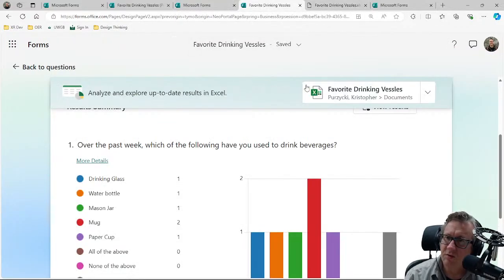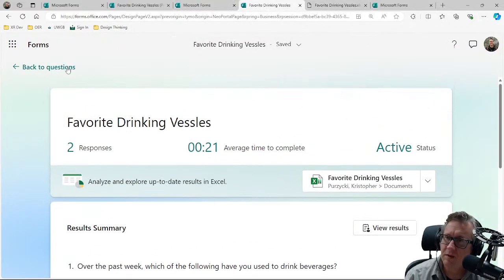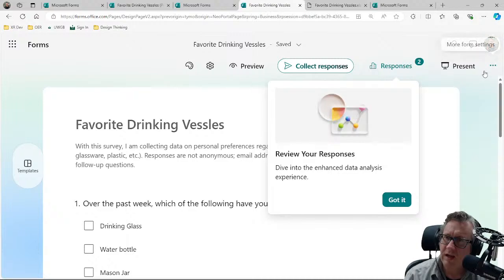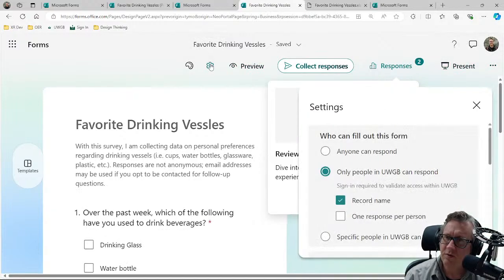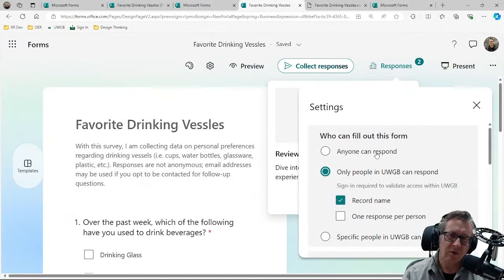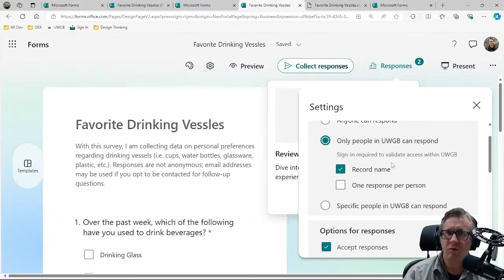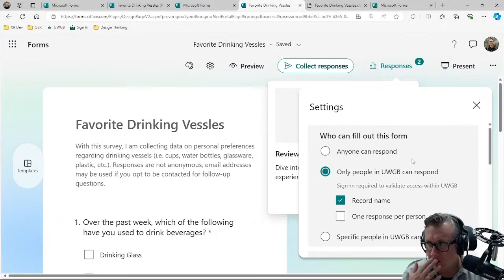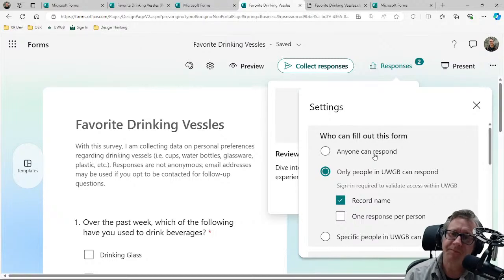Okay, let's go back to the questions, and let's go over the settings. Especially for those of you who are making these surveys for a classroom exercise, most of your respondents are going to be in house or on campus, so to speak. Only people in UWGB can respond. This is a good way of keeping the survey a little bit more secure.